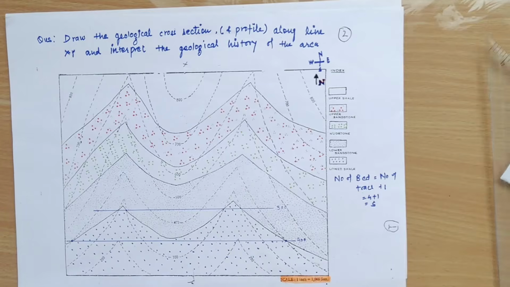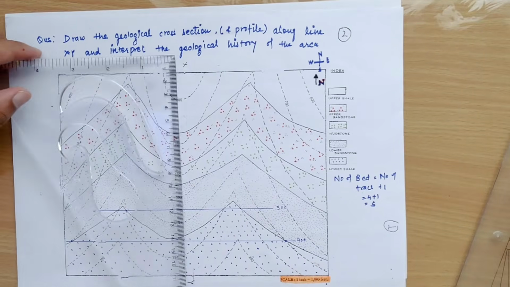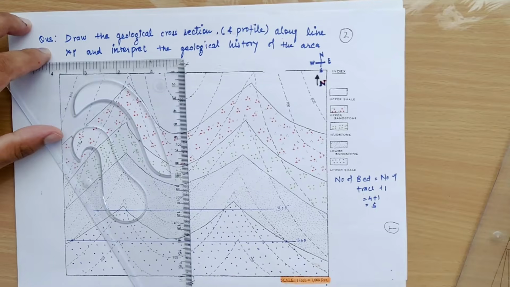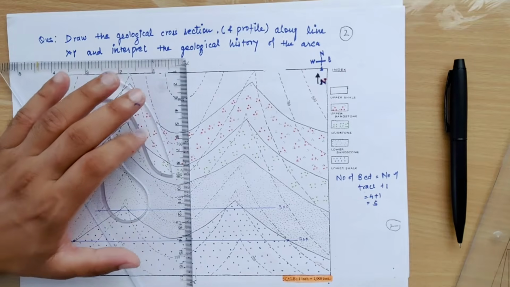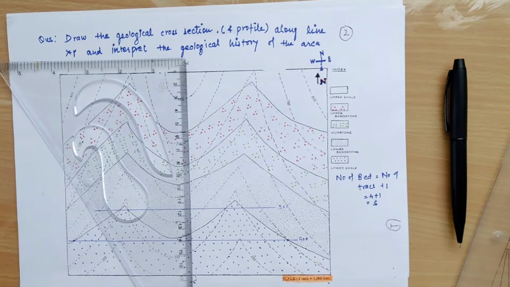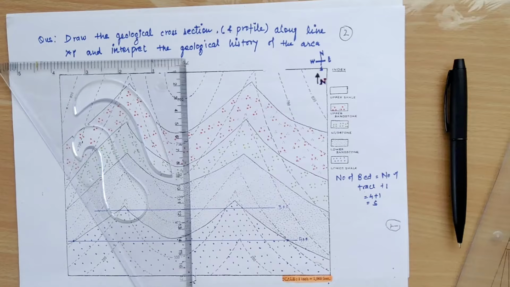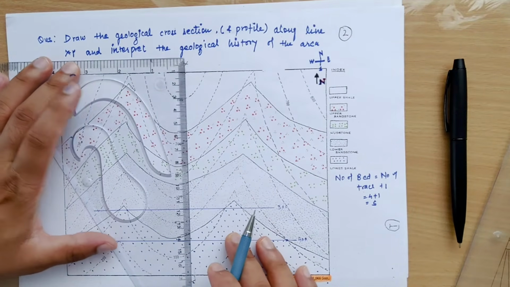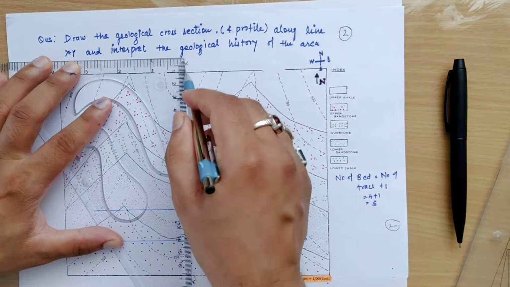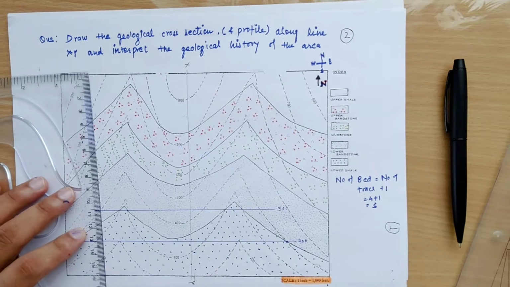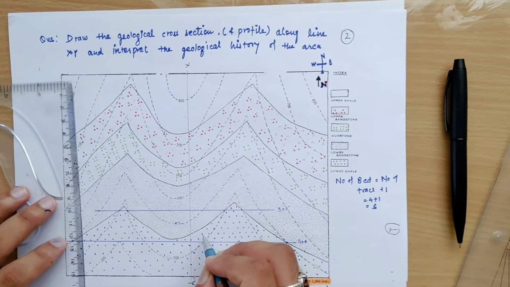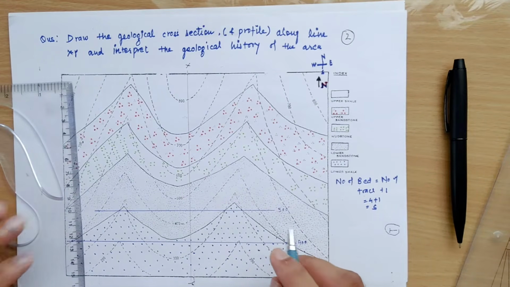Now in order to determine the direction of dip on our concerned line, let's first draw the line along which we have to make the geological cross section. For this we will use a pencil. Take out the pencil and draw the line along which you are supposed to draw the cross section. So this is that particular line XY along which we have to draw the cross section. Here this is 400 and this is 300.